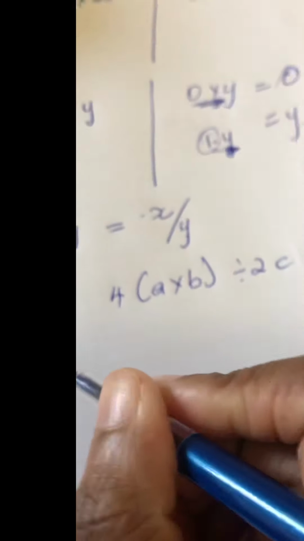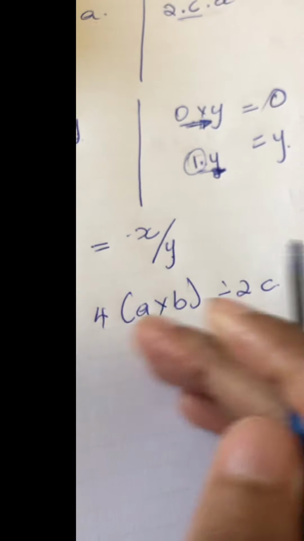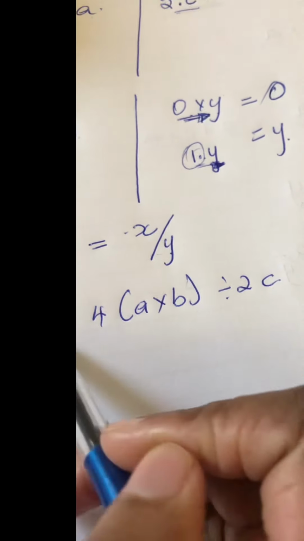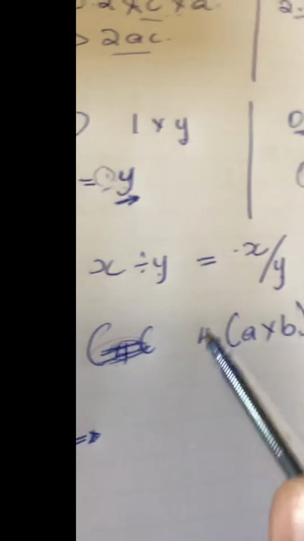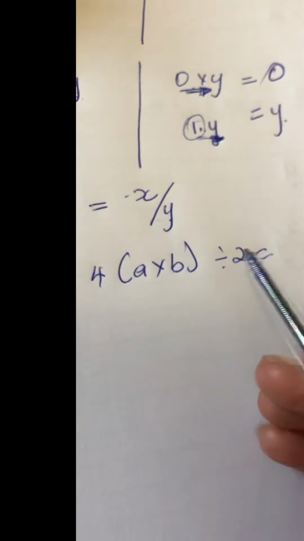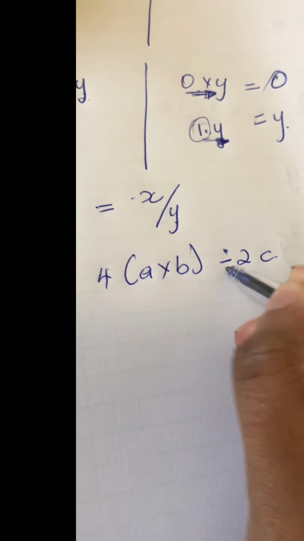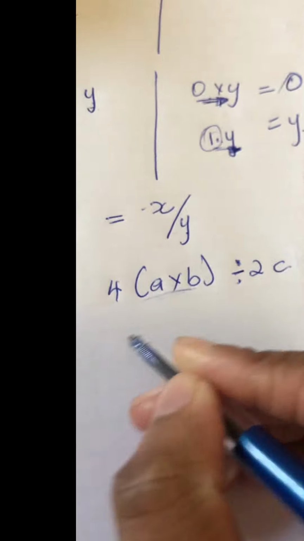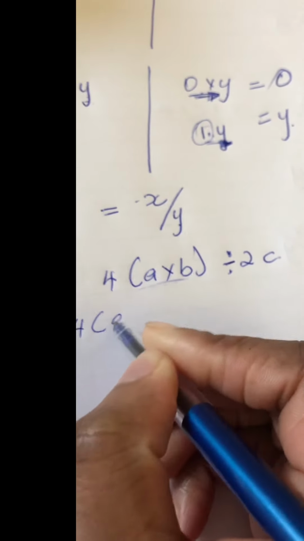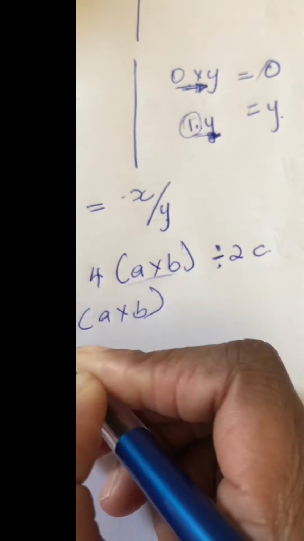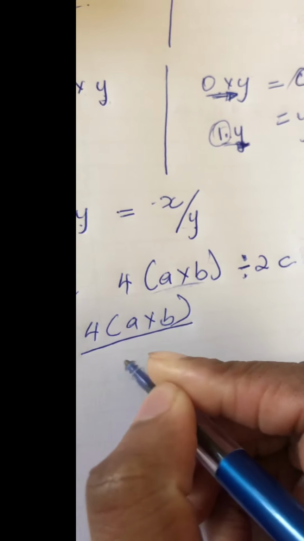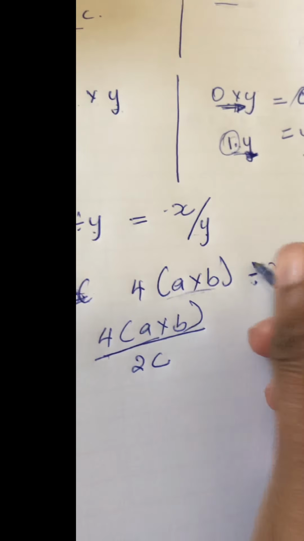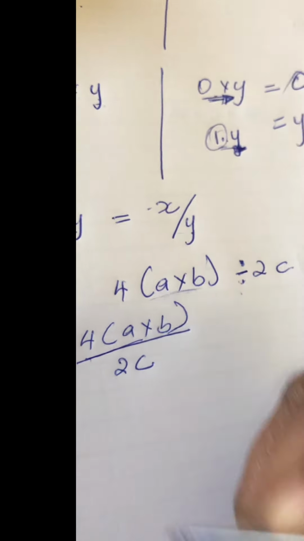Your answer here, I can actually write the straight answer like I did here, but I would rather do it in steps so that you understand. So let's change this division sign before we can multiply the ones in the brackets. So we're going to say 4 into A times B, and then all over 2C. This is all over, it's actually a division sign. It simply means a division sign.